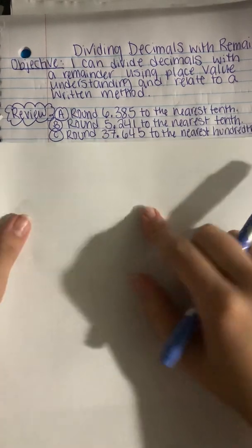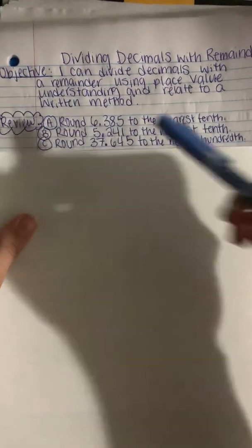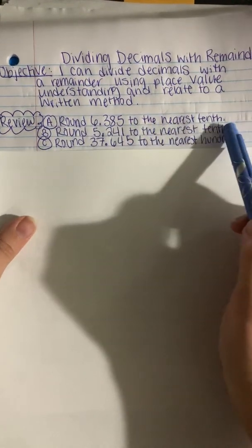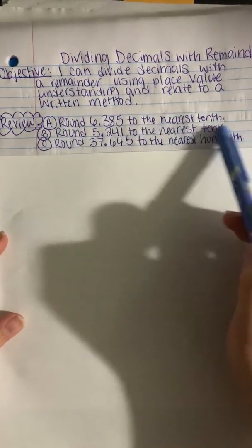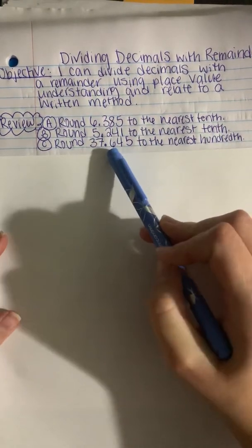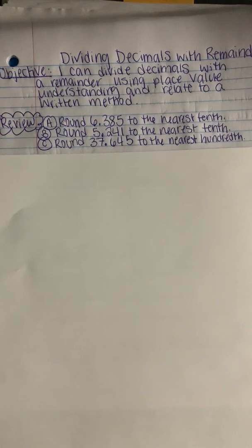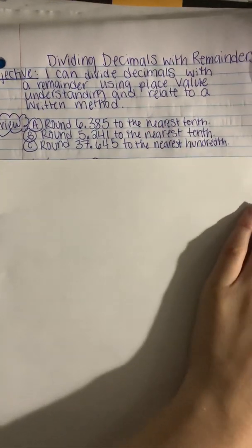As a review, let's start with rounding. I wrote out 3 problems: round 6 and 385 thousandths to the nearest tenth, round 5 and 241 thousandths to the nearest tenth, and round 37 and 645 thousandths to the nearest hundredth. Take a minute to do that, and then when you unpause the video, you can see the answers.